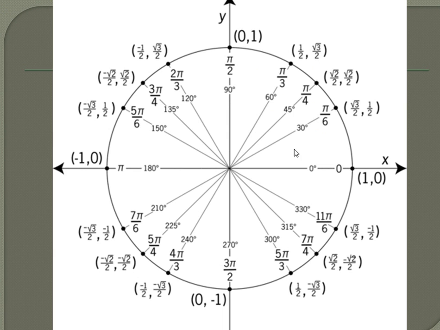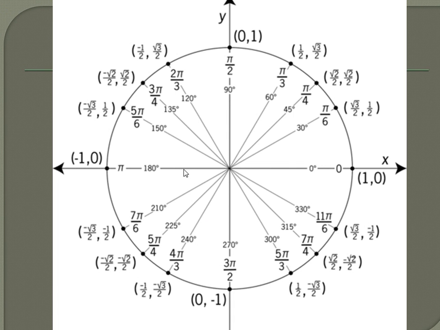Now, what I want you to notice is that you don't need to remember this 120, 135, 150 at all. That's not even relevant. What I want you to do from now on is just ask yourself, what is the reference angle? So for 135, what reference angle are you dealing with? In this case, it would be 45. For 150, what would be your reference angle? It would be 30. For 240, what is your reference angle? And the answer is 60.